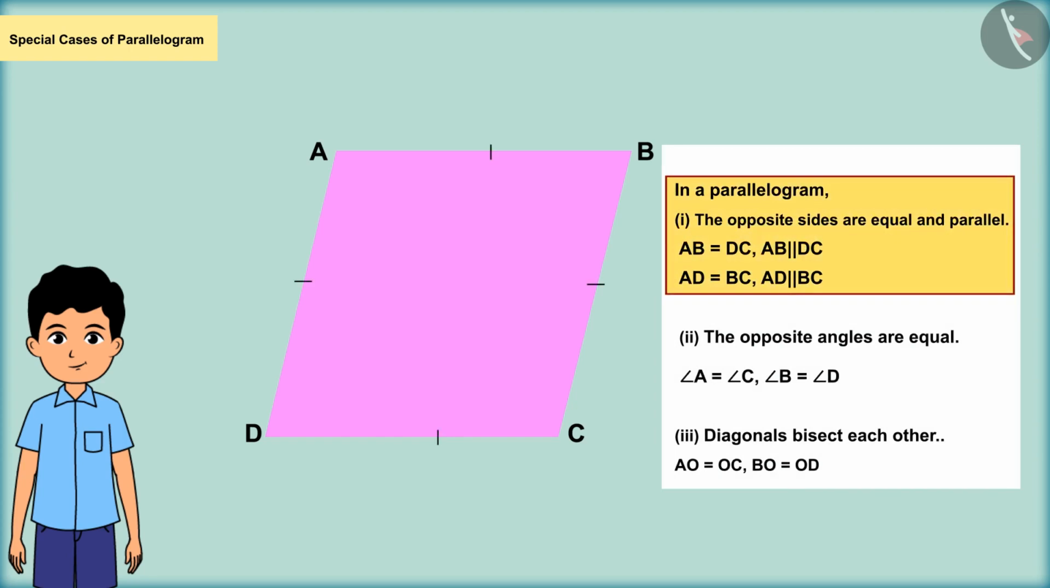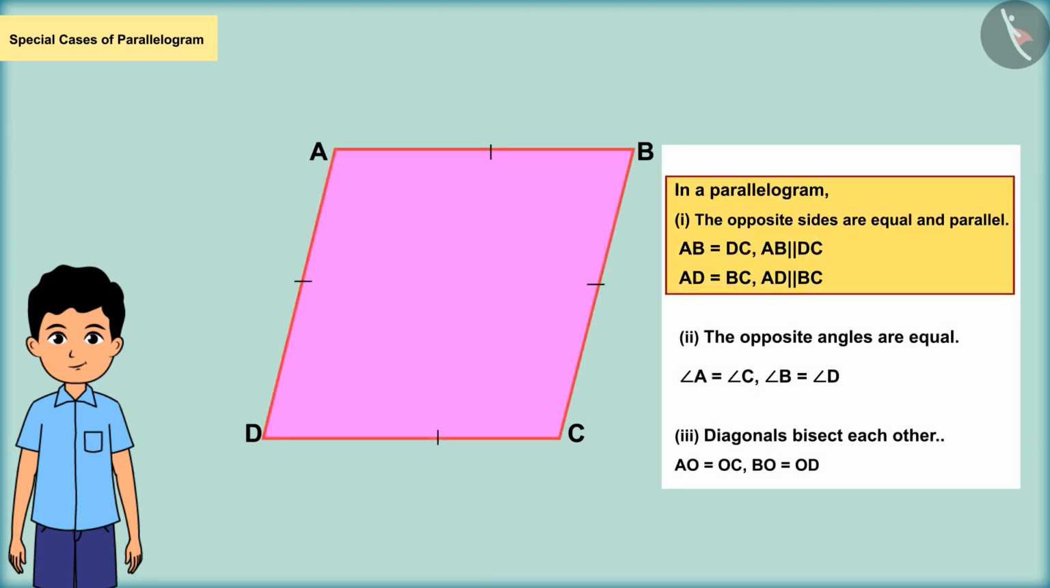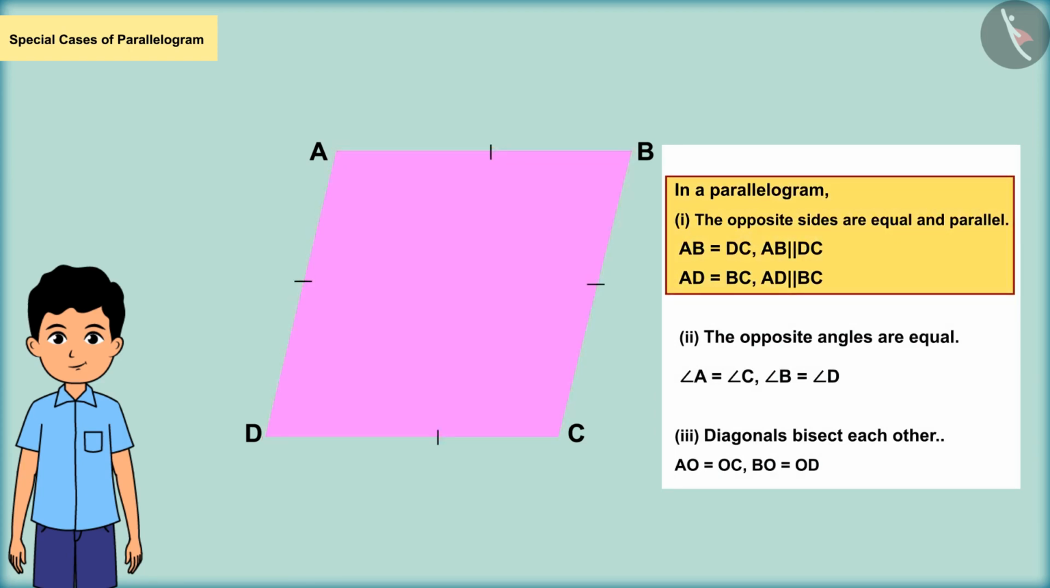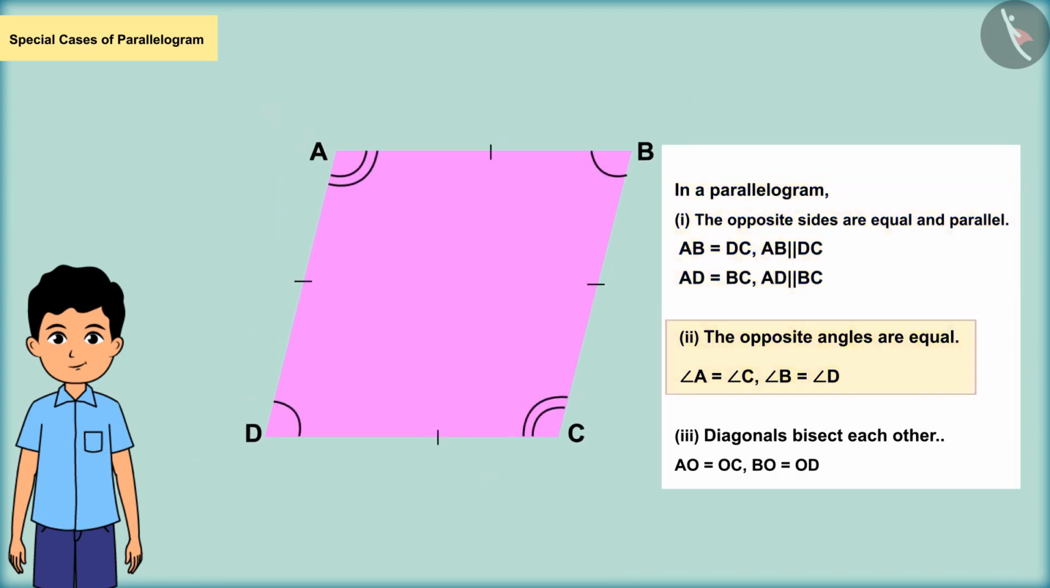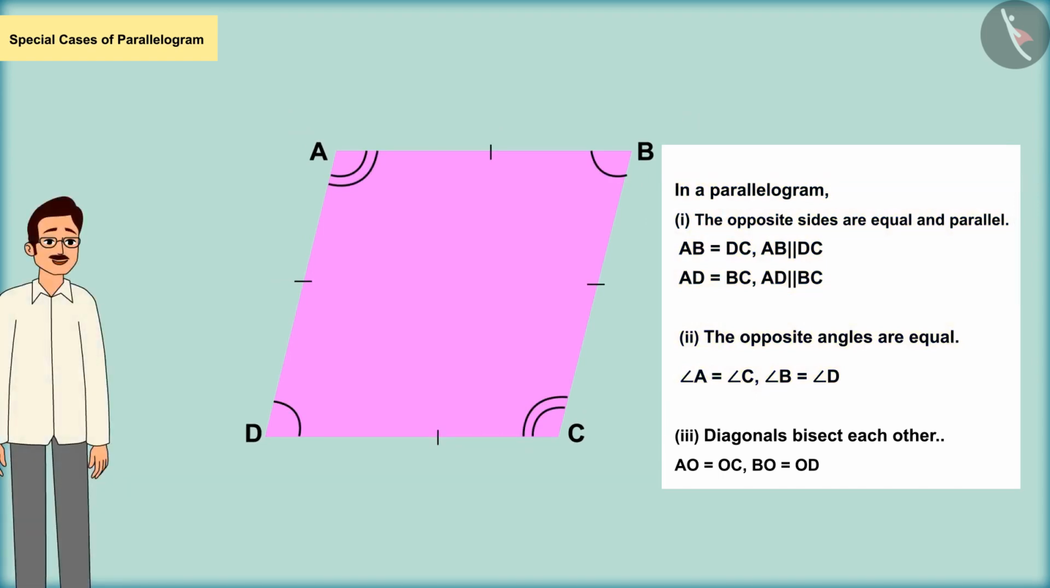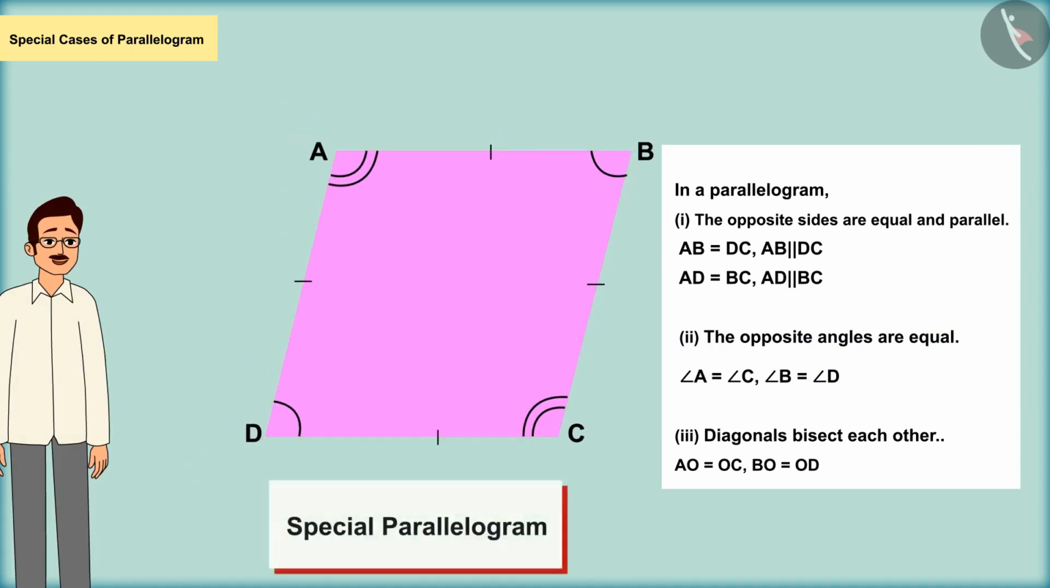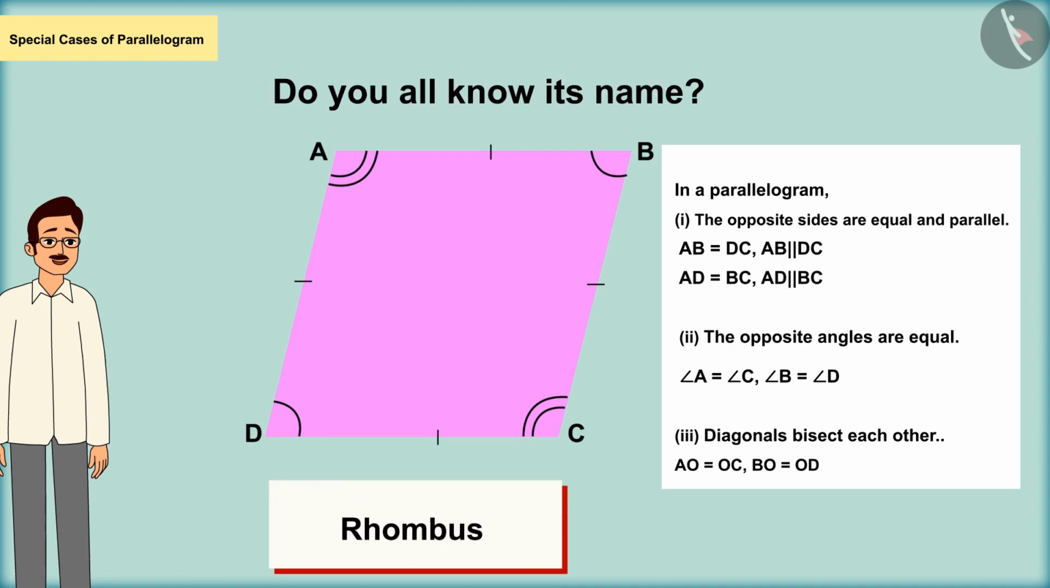So, I made this parallelogram with the help of these four sides of equal measure, in which the opposite angles are also equal. Very good, Ramesh. All the sides of this parallelogram are of equal measure. Therefore, we can call it a special parallelogram. Do you all know its name? It is a rhombus.